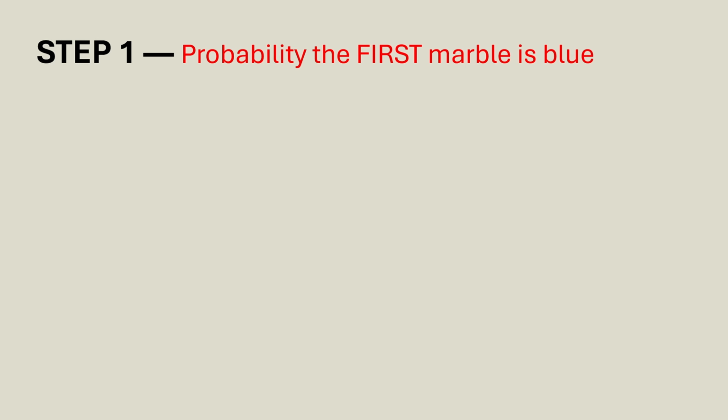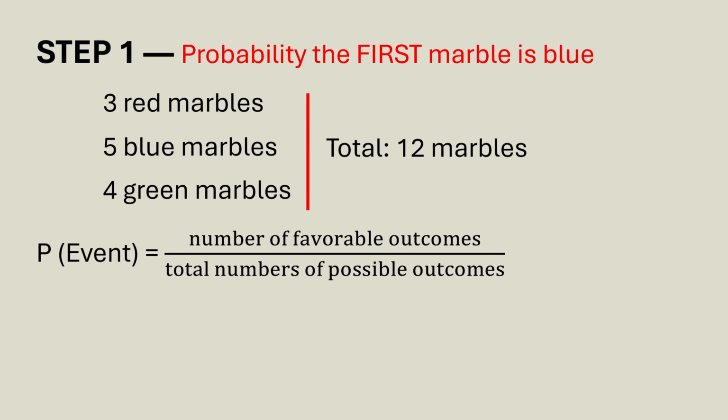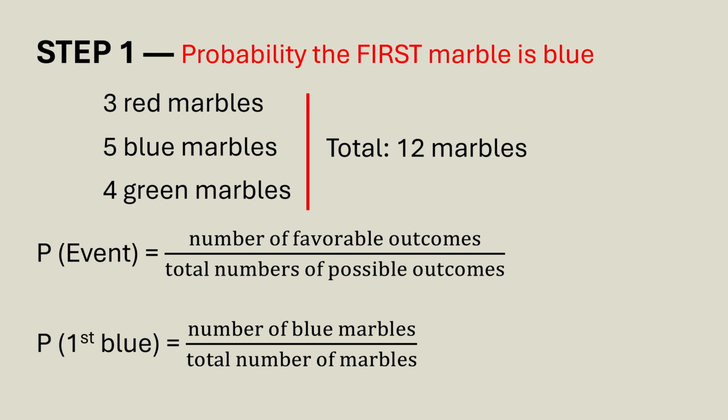Step 1. Probability the first marble is blue. A bag of marbles has 3 red marbles, 5 blue marbles and 4 green marbles. That's a total of 12 marbles. Probability for an event is equal to the number of favorable outcomes divided by the total number of possible outcomes. The favorable outcomes here are the blue marbles. So we have 5 blue marbles, meaning the number of favorable outcomes is 5. The total number of possible outcomes is the total number of marbles, which is 12.